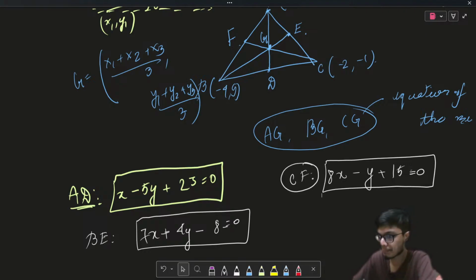Is it clear, Naman? Sakshi, is it clear?